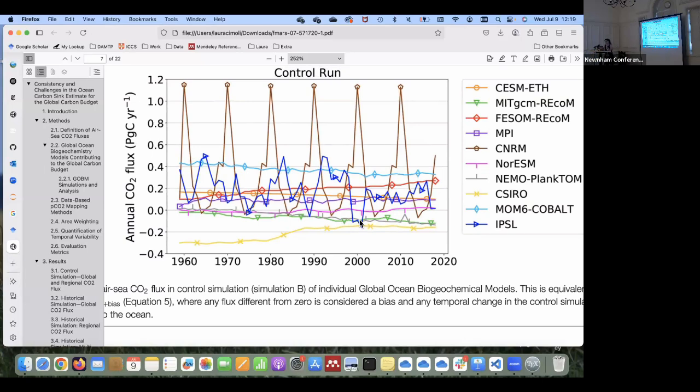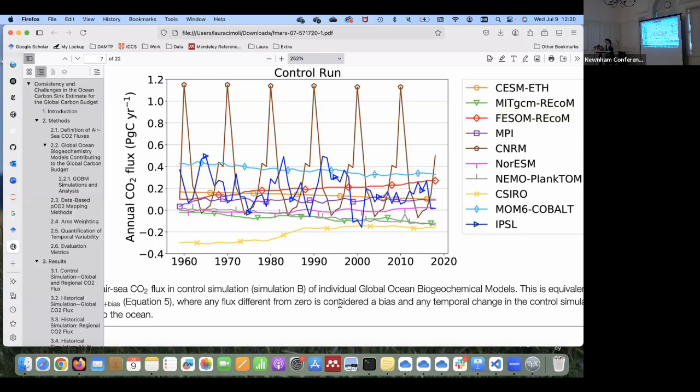Fantastic. Thanks, Dominic. Right. So what this shows is an annual flux in a control run, in pre-industrial conditions. If a model was in perfect balance, you would have basically zero annual flux. So it's not looking into scenarios where we are increasing the concentration of CO2. All of those fluctuations are basically biases in models at different frequencies.